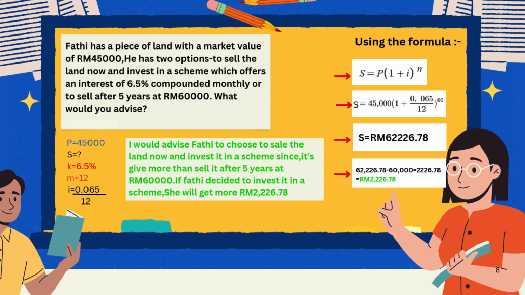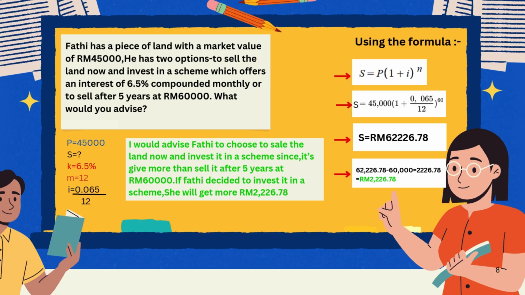Using the formula S equal to P, open bracket 1 plus I, close the bracket, power by N, we will get that S equal to 45,000, open bracket 1 plus 0.065 divided by 12, close the bracket, power by 60. We will get that S equal to 62,236.78. After all the calculation we have done, we will use 62,236.78 minus 60,000 equal to 2,236.78.